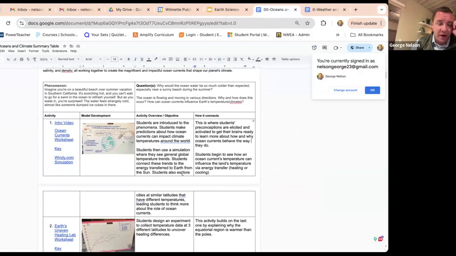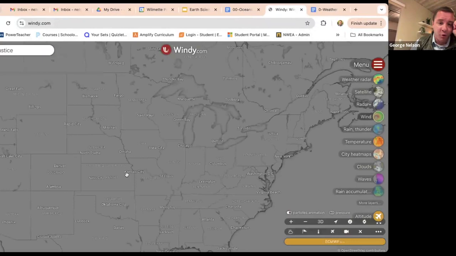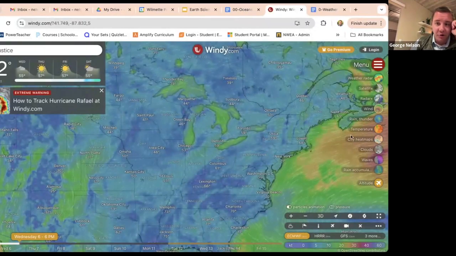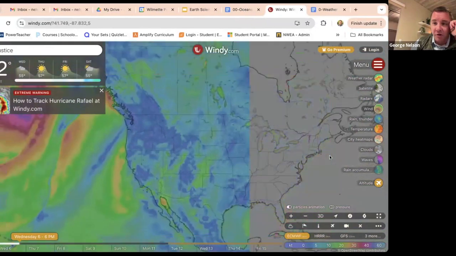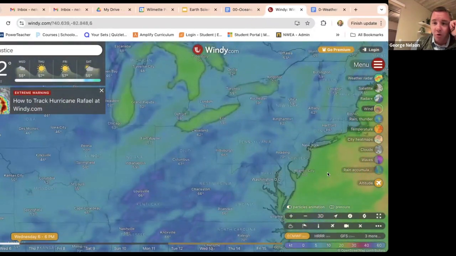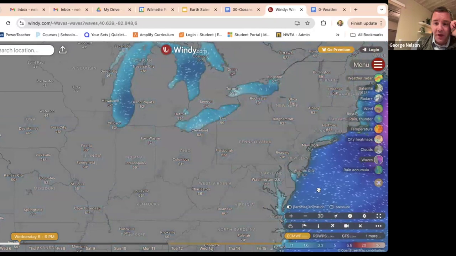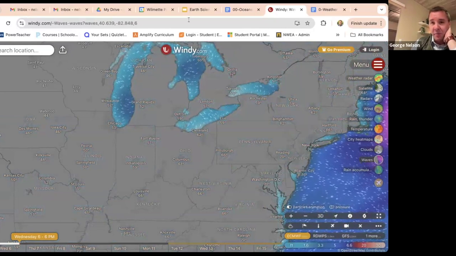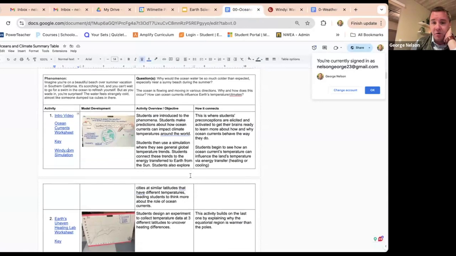How oceans have a huge role in shaping the climates. I introduce them to this really cool website called Windy, and there's all sorts of things. Not only can you do temperature, you can do wind patterns. You can also do ocean patterns, how they're flowing. And throughout that, the teacher notes tell you when and where to change these different patterns with our oceans and climate.